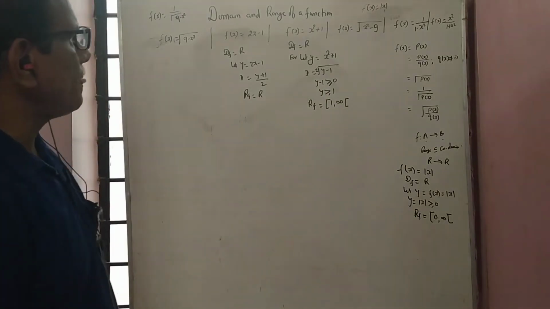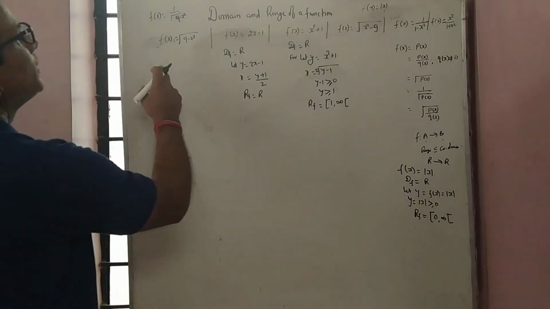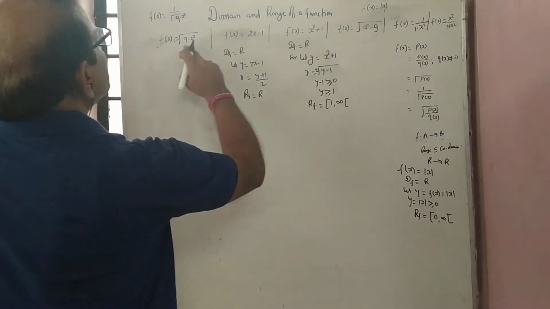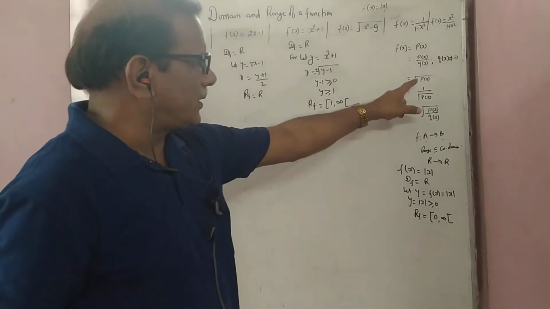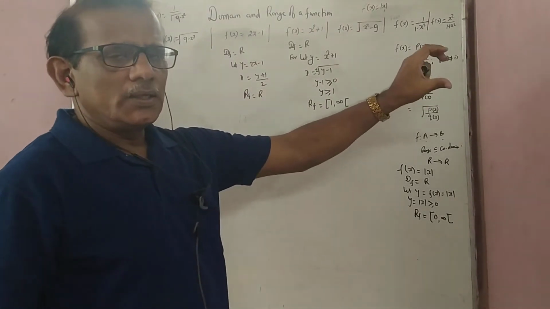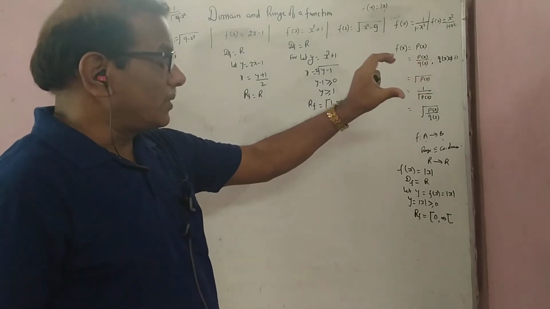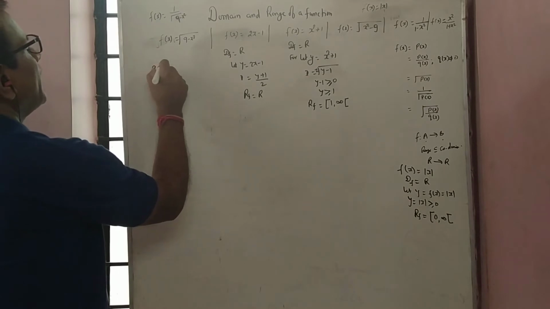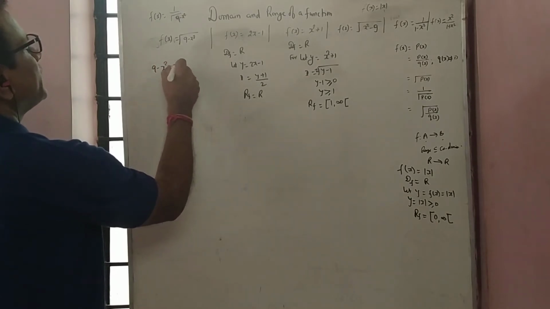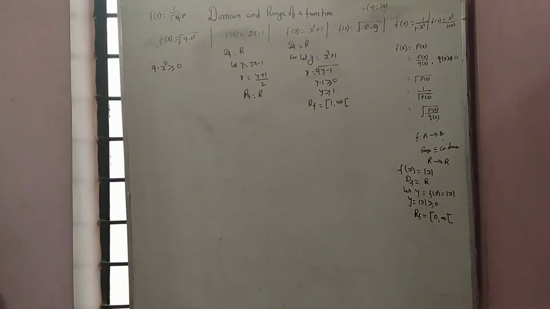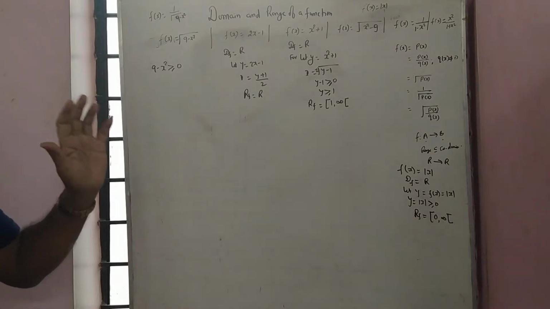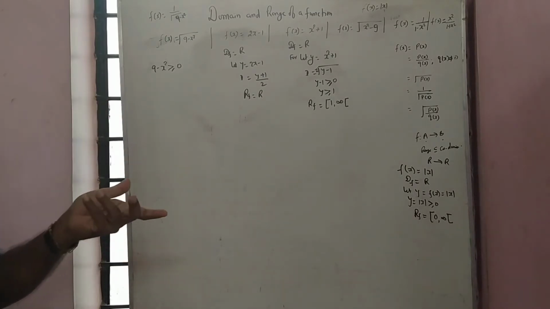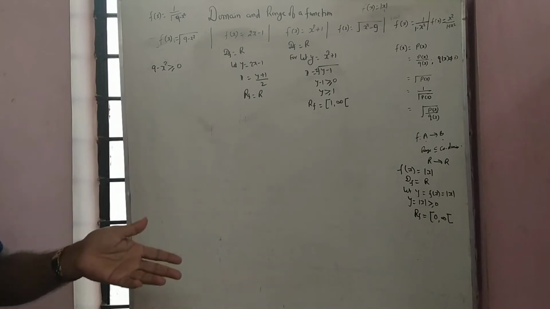Okay. Now coming to this function and this. Both are similar. Which type? Third type, root of a polynomial px. Inside the root, a polynomial is there. So 9 minus x square must be greater than or equal to 0. Inside the root cannot be negative. It should be either positive or 0. Why? Because it is a real valued function.